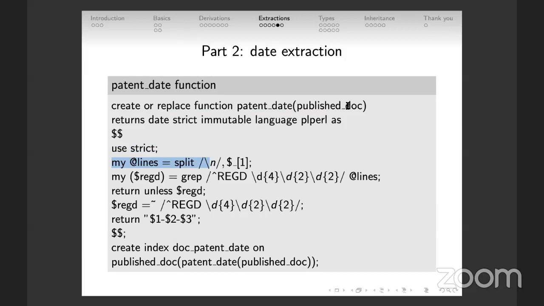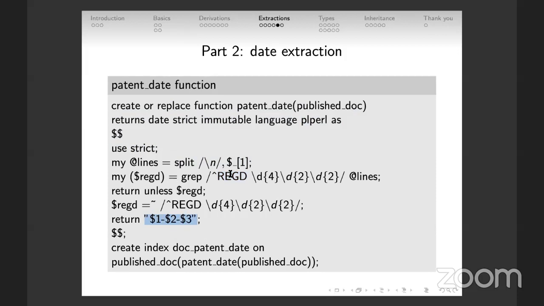Here, I just take the document that's come in. I split it into an array of lines. I do a pattern match on those lines for one that begins with regd and then has a series of numbers, basically 8 digits that we can then parse into a date. And then I can actually do the match and return the value.